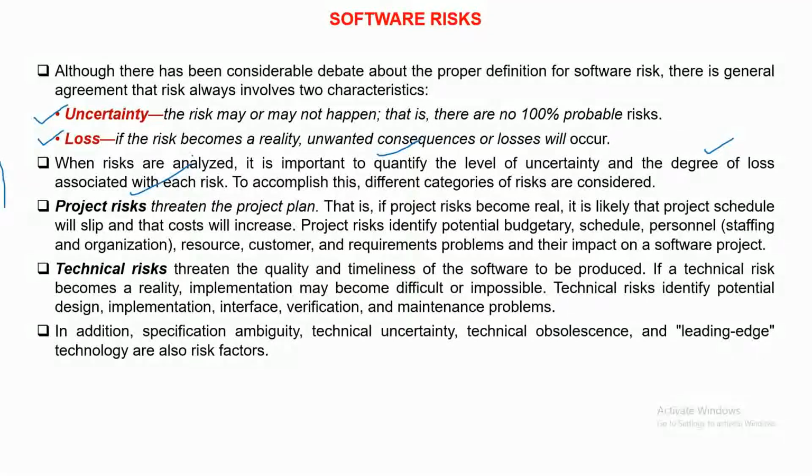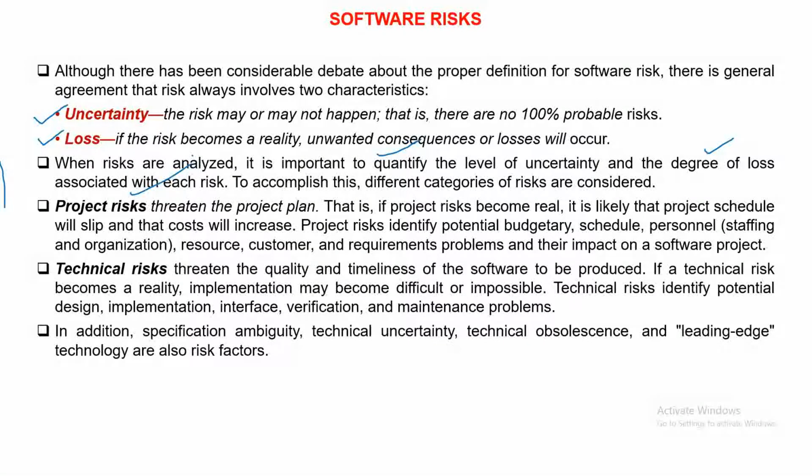So you need to identify the level of uncertainty. You need to estimate the degree of loss associated with each risk. Because if you know the level of uncertainty, if you can estimate the degree of loss associated with it, then only you will be able to take corrective measures. Then you will be able to plan it accordingly.